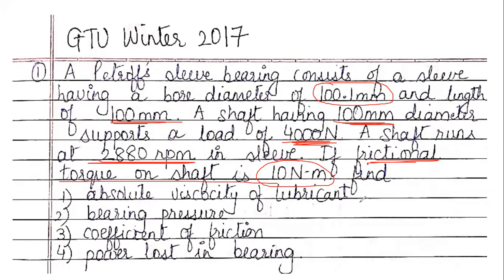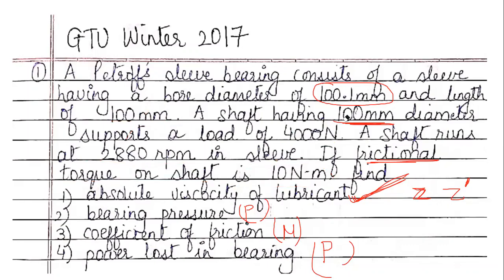So what things do we have to find out? We have to find out the absolute viscosity of the lubricant, Z in centipoise or Z dash in Newton second per mm square. Bearing pressure P, we have to find out. Coefficient of friction mu, we have to find out. And power lost, capital P, power lost in bearing. This is what we have to find out.